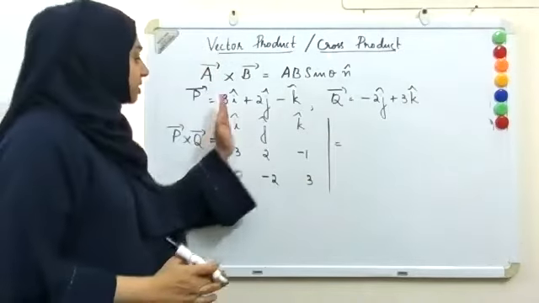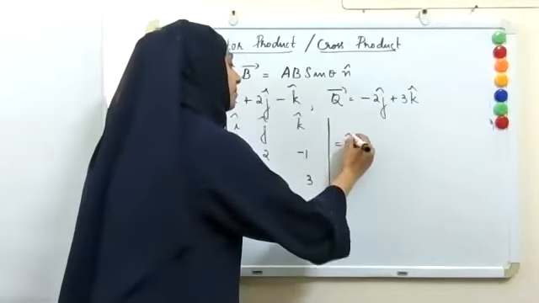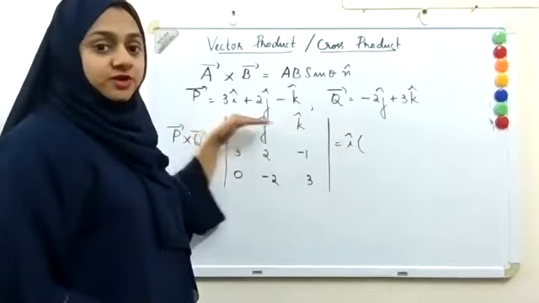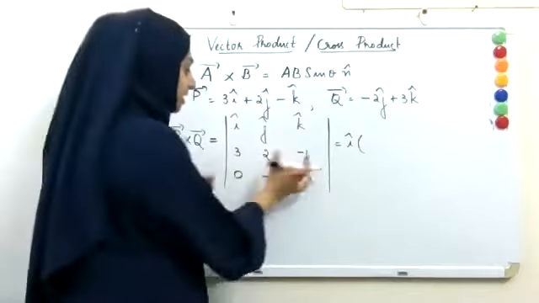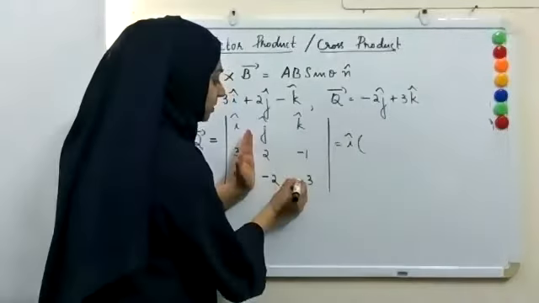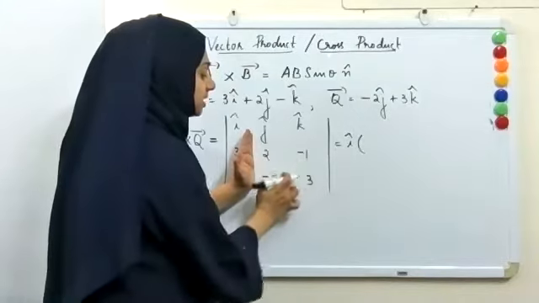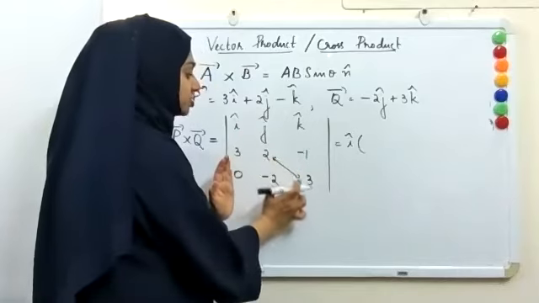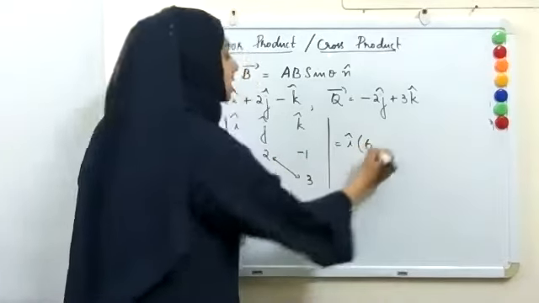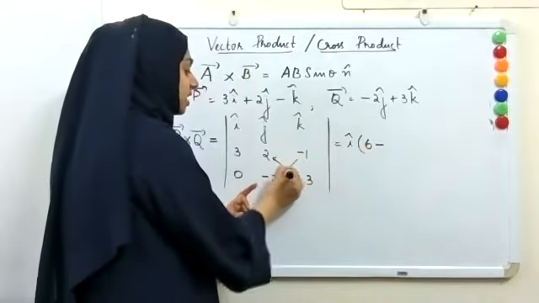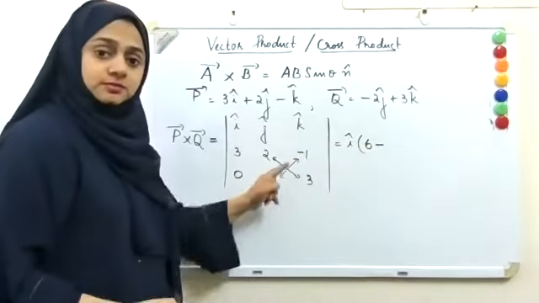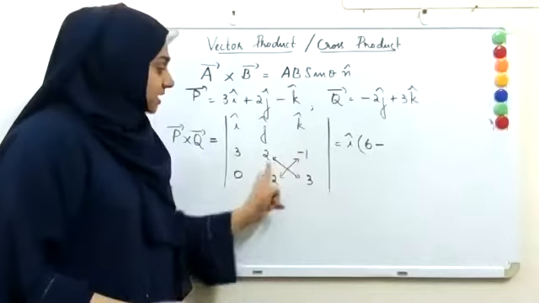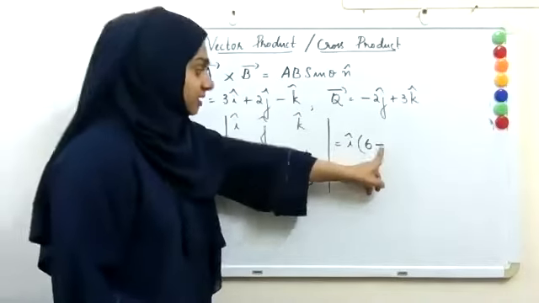Now find the determinant. First you put i cap times, neglecting the first row and first column, so you get these quantities. You multiply between these two, minus the product of the other two. So you get 2 times 3, 6, minus 1 times minus 2. Minus times minus is plus, but here it is minus, so minus 2.